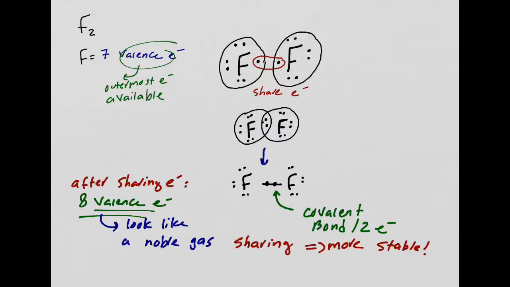Again, each one had only 7 valence electrons. They shared. After they shared, now each one has 8 valence electrons. You look like a noble gas. You are good. Okay, now I want to quickly put up a periodic table.